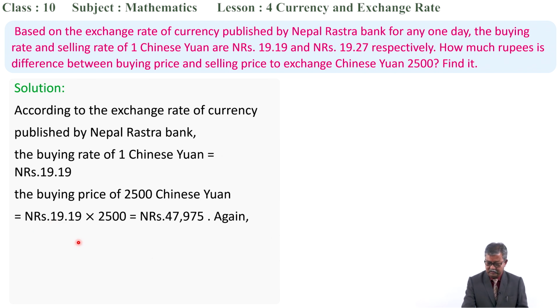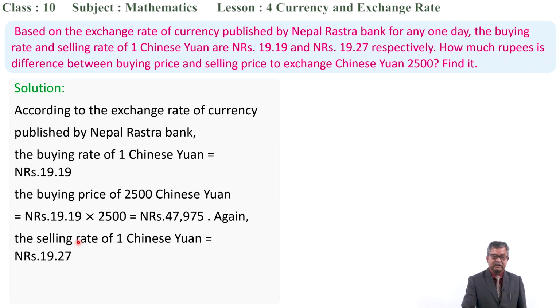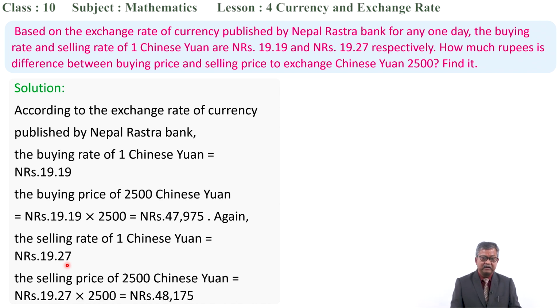Okay. Similarly, according to the selling price, the selling rate of 1 Chinese yuan is rupees 19.27. Then according to this rate, total Chinese yuan 2500. So the selling price of 2500 Chinese yuan is equal to Nepalese rupees 19.27 into 2500. When you multiply, then we got 48,175. So now here selling price is more than the buying price. So the difference we can find. So subtract it.